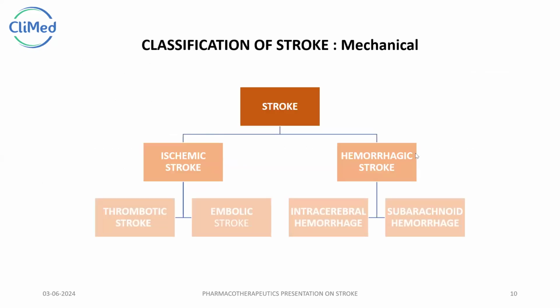Moving on to the mechanical classification, or the second classification, there are two types of stroke: ischemic stroke and hemorrhagic stroke.